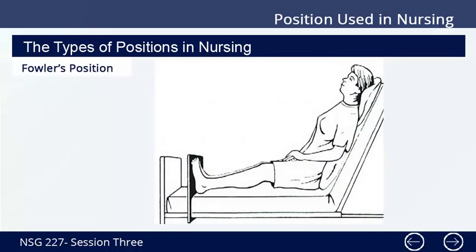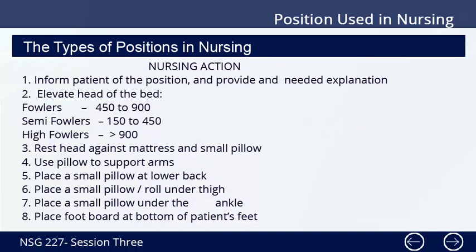Purposes: to relieve or minimize dyspnea, to relieve tension on abdominal sutures. Procedure. Nursing action. 1. Inform patients of the position and provide the needed explanation. Rationale. Understanding reduces anxiety, promotes relaxation. 2. Elevate head of the bed. Rationale. Increases comfort and relaxation.